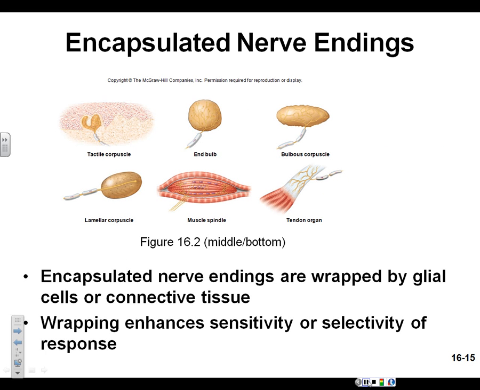You can look at this slide. It shows you encapsulated nerve endings. They are wrapped by glial cells or connective tissue, and they can enhance the sensitivity or be selective of the type of response based on the stimuli that they receive. So you've got the lamellar corpuscle, tactile end bulb, your bulbous corpuscles, your Golgi tendon apparatus, and those associated with the muscle spindle.